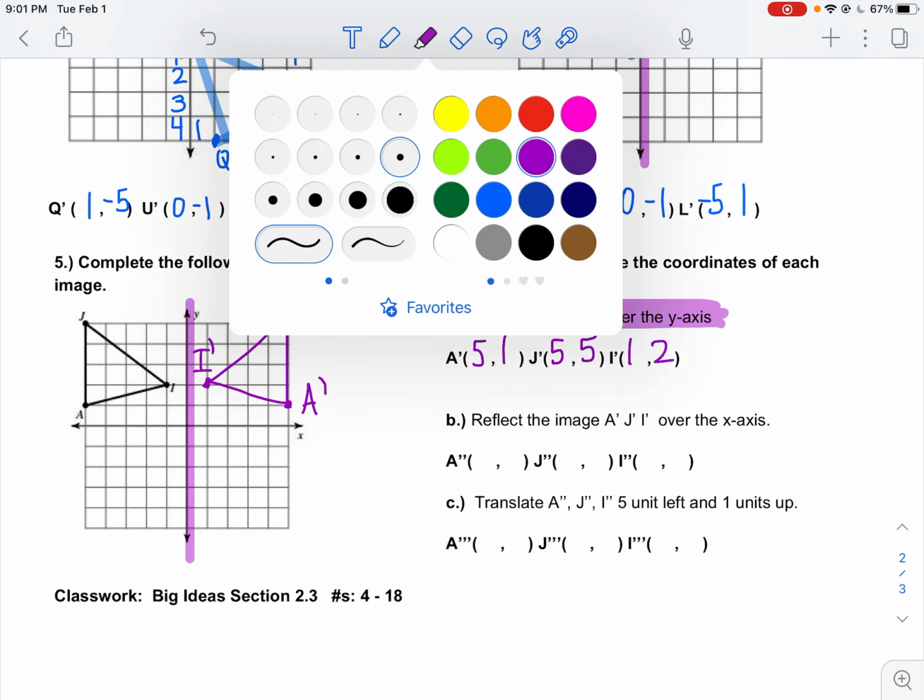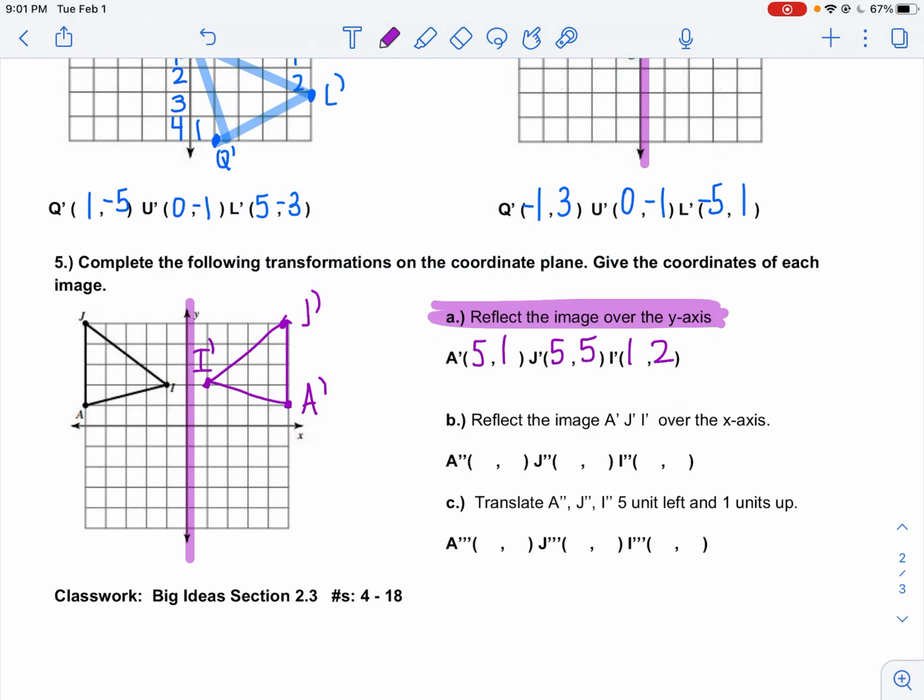Then I'm going to switch colors. And our second set of directions says reflect image A J I prime. So you're going from that purple image and you're going to go over X. So I'm going to delete that and I'm going to highlight my X axis. And now I'm flipping down into quadrant 4. So I can see I is 2 above. So I'm going to go 2 below. I can see A is 1 above. So I'm going to go 1 below and it's right there on the edge.